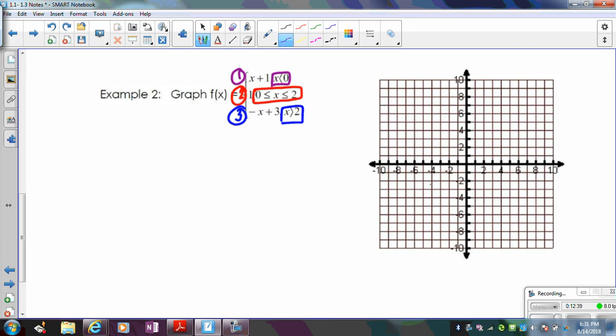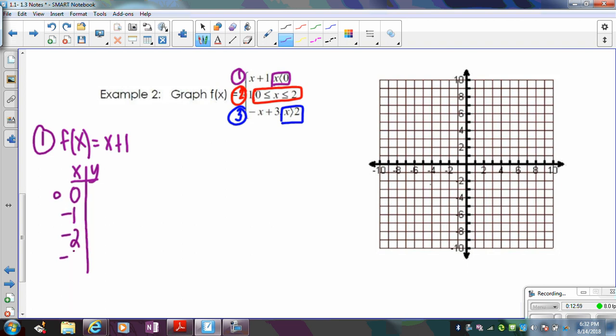So for the first part here, f of x is equal to x plus 1. I'm going to use that whenever I have x is less than 0. So I'm going to start at 0. It's going to be an open circle. And I want some negative values. So negative 1, negative 2, negative 3, and so on. I'm going to plug in. So 0 plus 1, negative 1 plus 1, negative 2 plus 1, negative 3 plus 1.